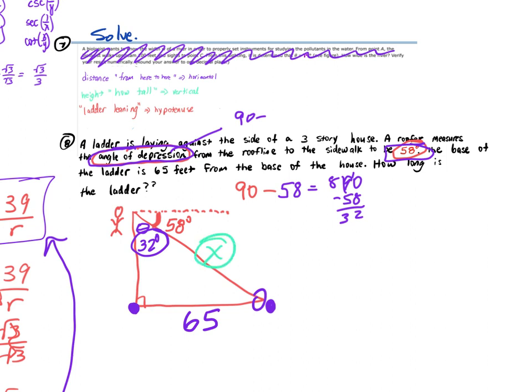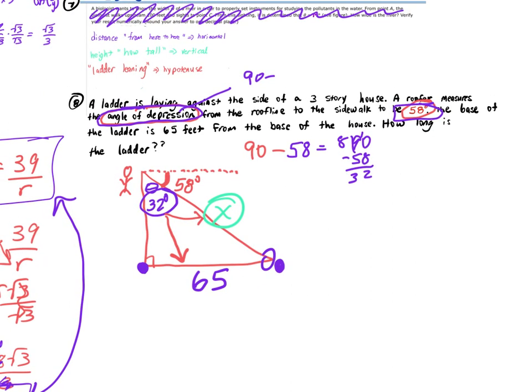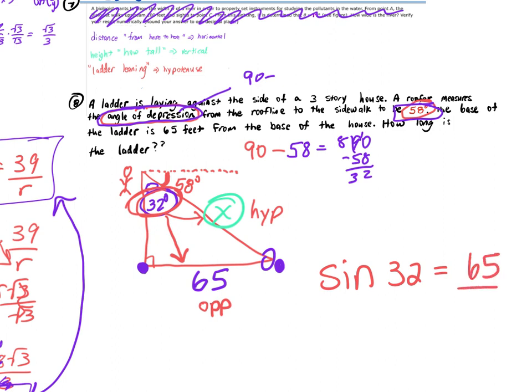So with the information they gave us, what is the relationship of 65 and the angle? Is it opposite that angle? Is it adjacent to it? Is it the hypotenuse? It's opposite, because we're talking about the angle of depression right here. And then this is the hypotenuse. So what trig function uses opposite and hypotenuse? Sine. So sine 32 equals opposite over hypotenuse.